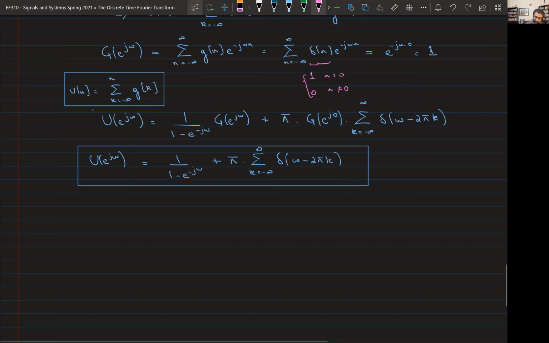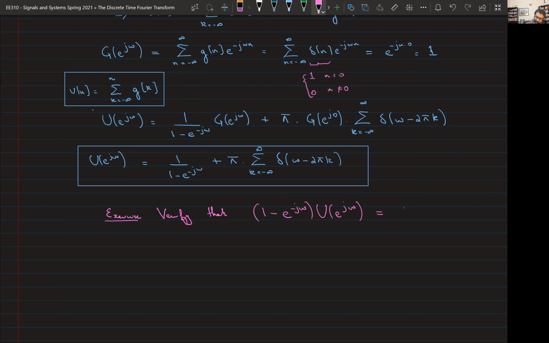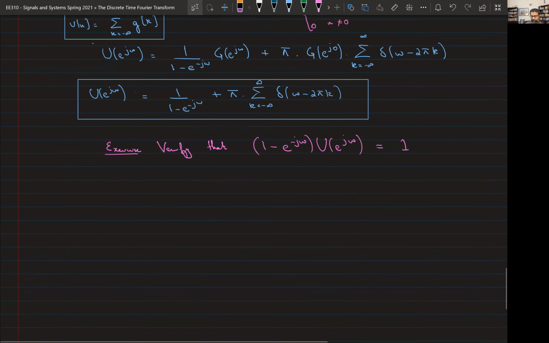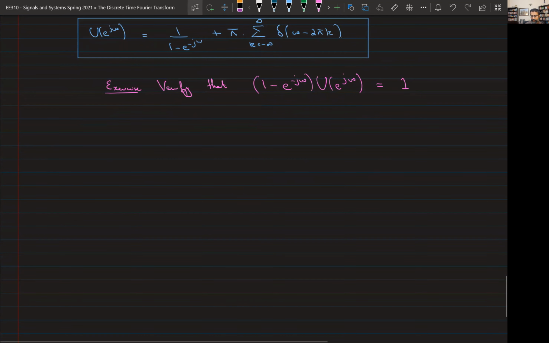Okay. Let me put up some exercise here. Verify that 1 minus e raised to minus j omega times U of e raised by j omega is equal to 1. Okay, so go ahead and verify that. All right, any questions here? So this is the result.